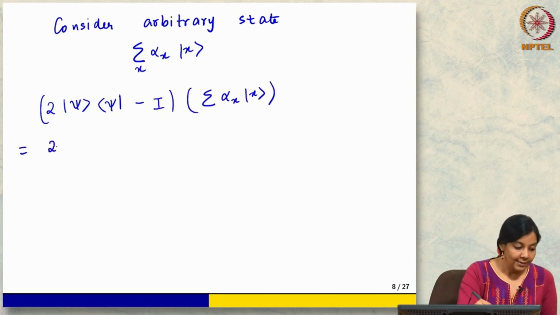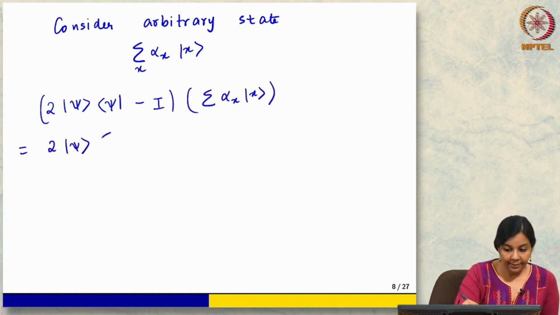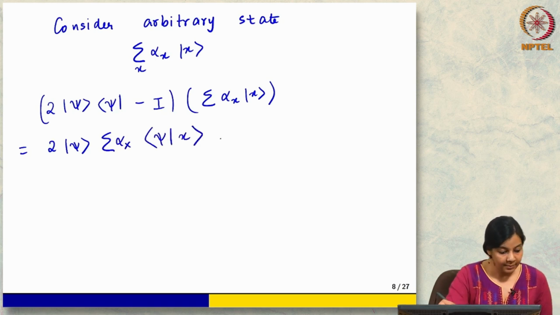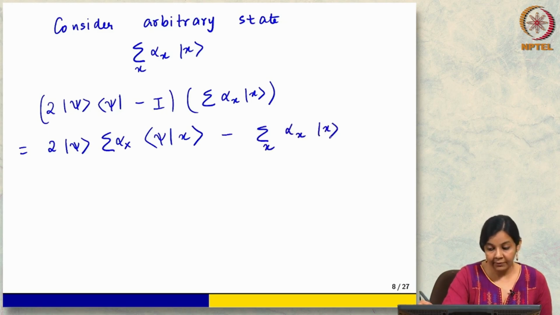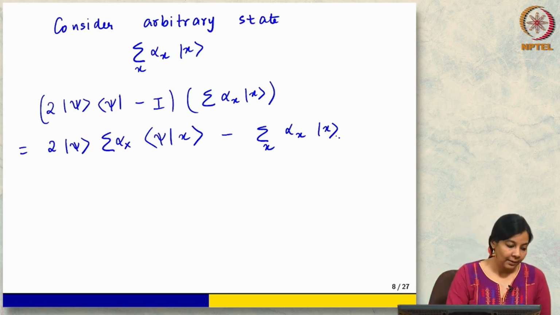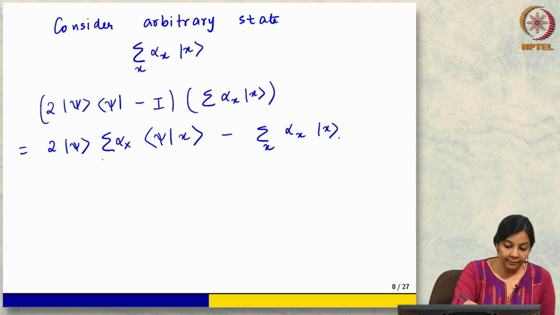So, what do I get? I get 2 psi summation alpha x inner product of psi and x, right, minus summation x alpha x, x. Everyone agrees? Okay. So, this is just simple algebra. So, very good. So, now let us study this term over here.